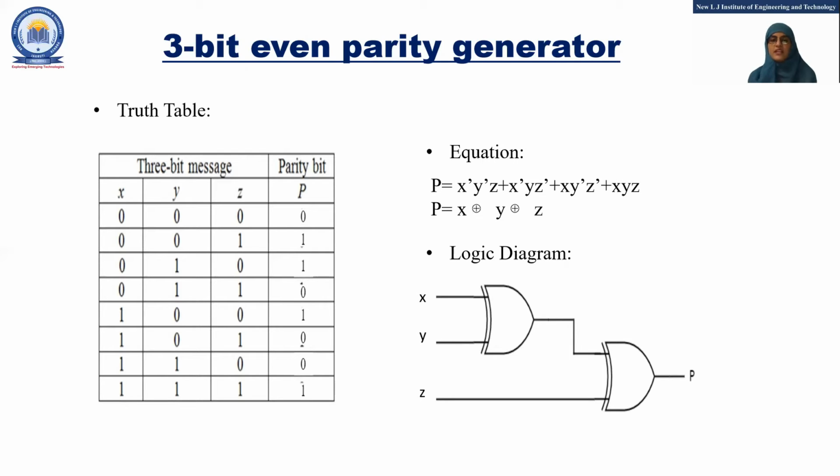Next step is to make the K-map of this parity bit, which will generate this equation, which is P equals X XOR Y XOR Z. This is our final equation, which is generated with the help of K-map, and based on this equation, we will make the logic diagram of 3-bit even parity generator. So it will take X, Y and XOR it, and then the output of this will be XORed with the Z. This will generate the even parity bit P. So this is the logic diagram of 3-bit even parity generator.